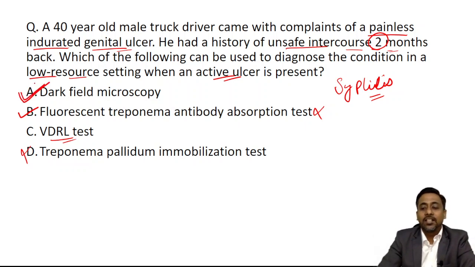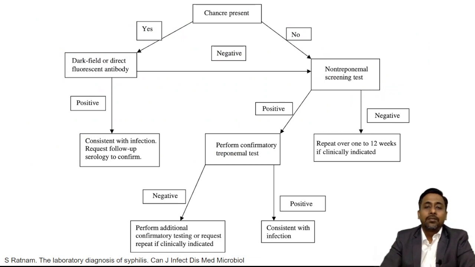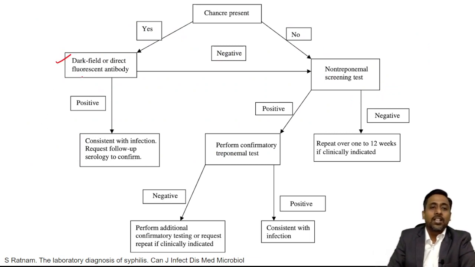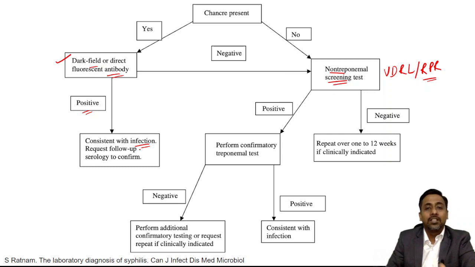So to understand this better, let's see the algorithm. In the algorithm for testing a case of syphilis, if a chancre or lesion is present, we will go for dark field microscopy or the direct fluorescent antibody test for Treponema pallidum. If it is not present, then we can go for the non-treponemal screening test, such as VDRL or RPR. If dark field or the direct fluorescent antibody test is positive, it will confirm the infection, which can be further confirmed by serological tests. But if it is negative, we can perform the non-treponemal screening test.